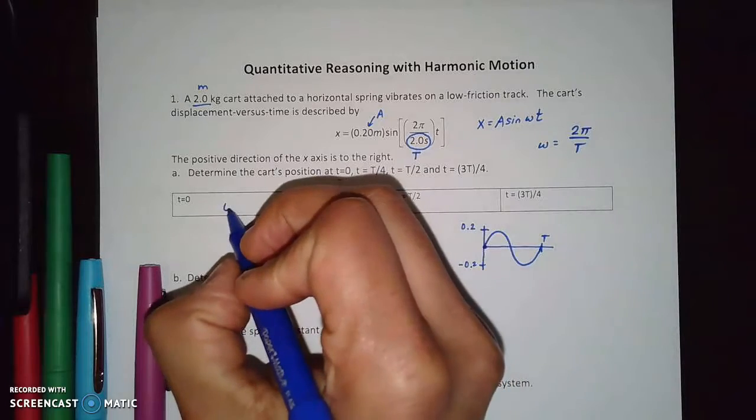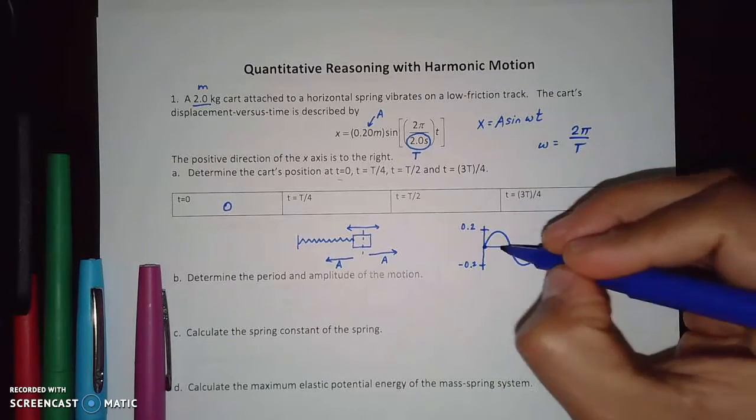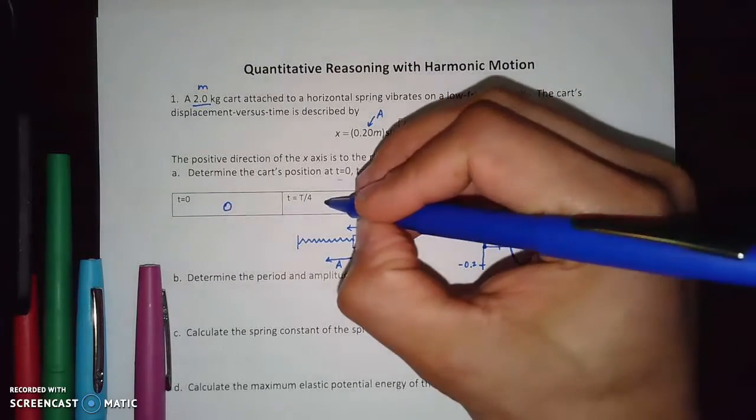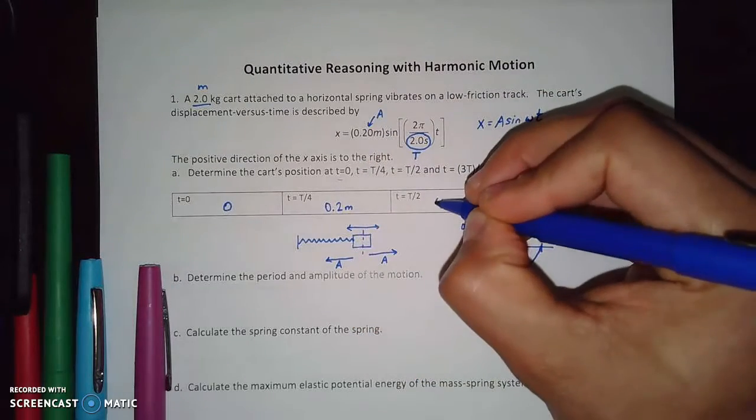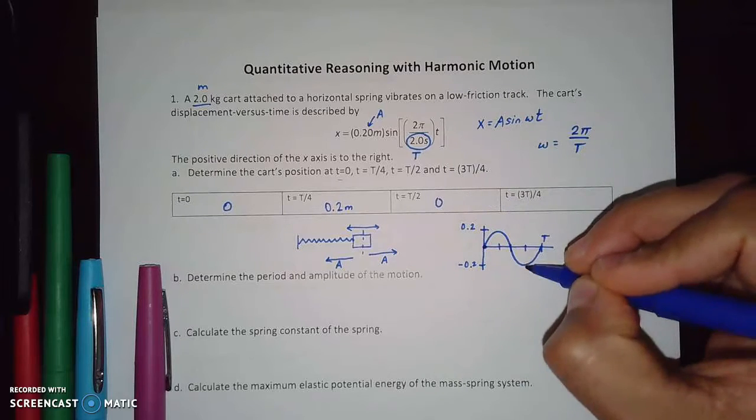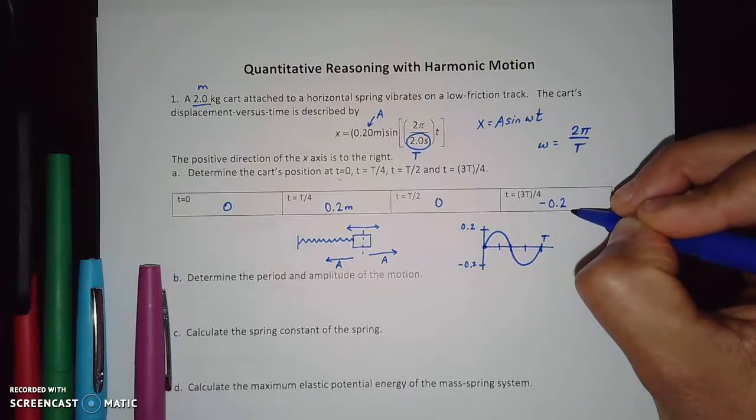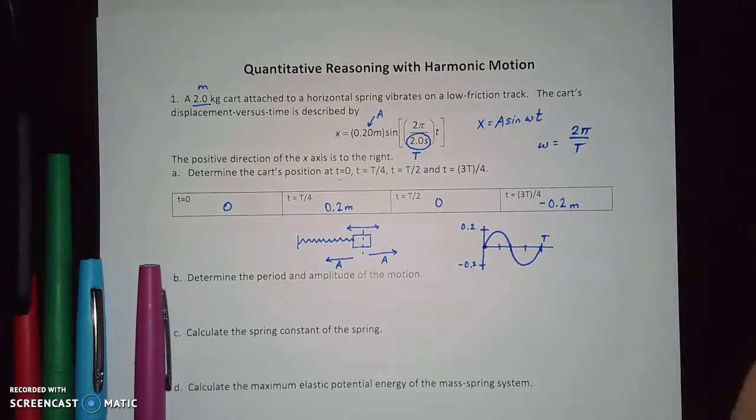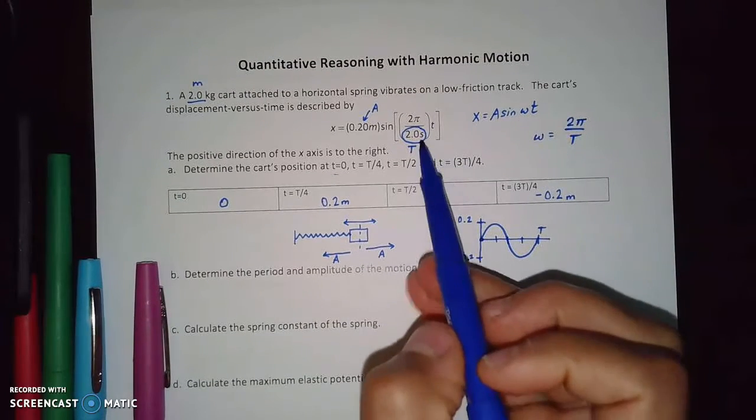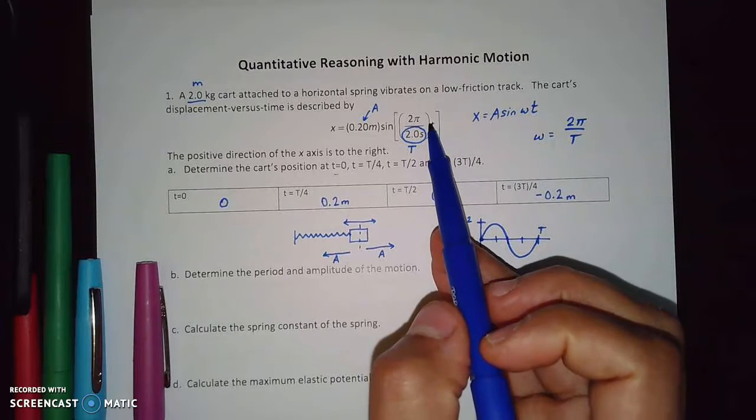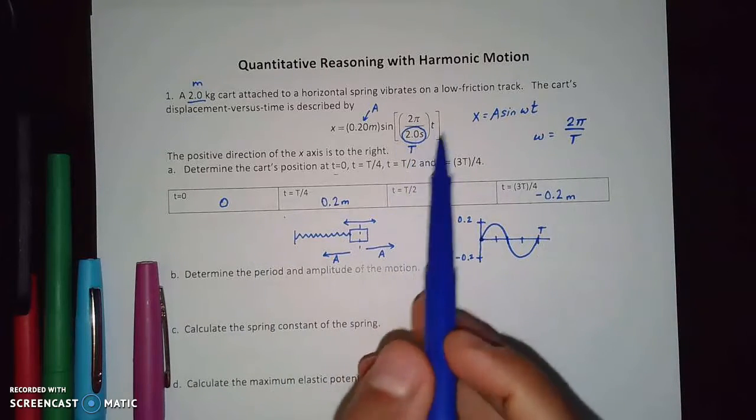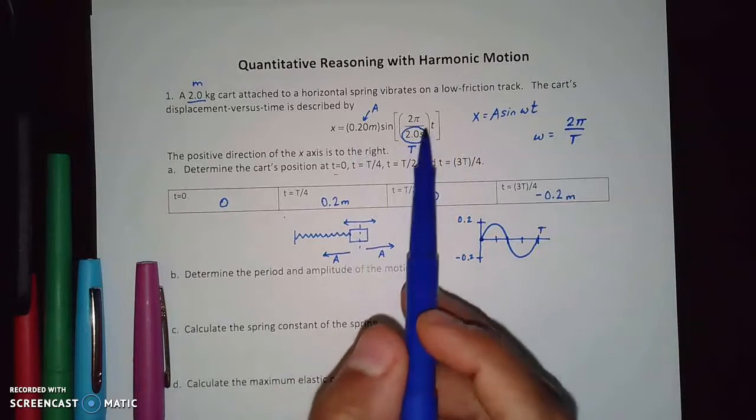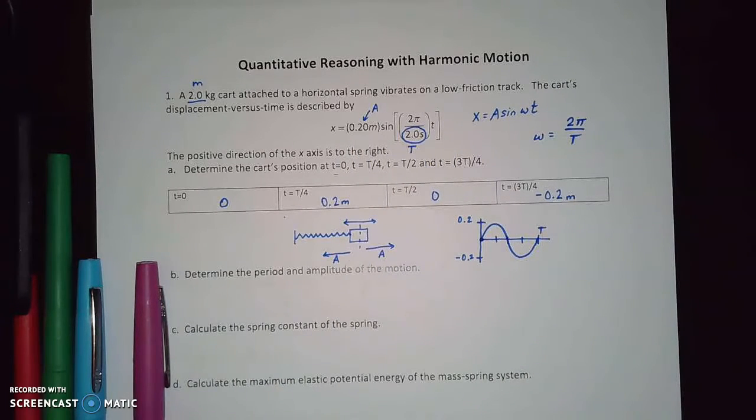At 0, our position is 0. At a quarter period, so it's right here, our position is 0.2 meters. We're at our maximum amplitude. At half a period, again, we're back at 0. At 3/4 of a period, we're at negative 0.2. And at 1 period, again, we're back at 0. We could plug that into our equation and solve from there to get our answer. What you'll find is you'll get sine of pi over 2 equals 1 or negative 1, and then we're determining our position based essentially on that amplitude.